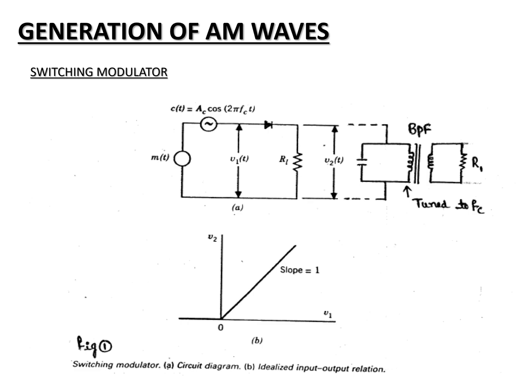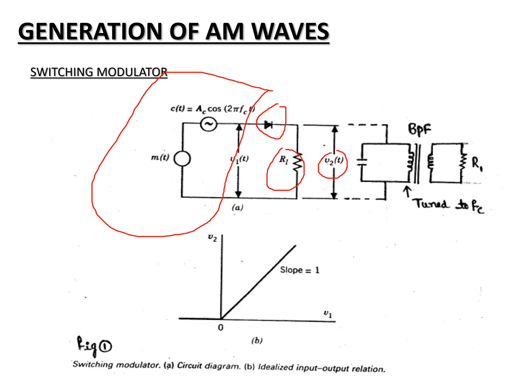When we look into the diagram, the input of the circuit includes m(t) and c(t). m(t) is the message signal and c(t) is the carrier signal, which are simultaneously connected to the input circuitry. Here we have the diode. It is a non-linear device. RL is the load resistance and V2(t) is the output across RL, and V2(t) is similar to V1(t). This means the slope between V1 and V2 is equal to 1.